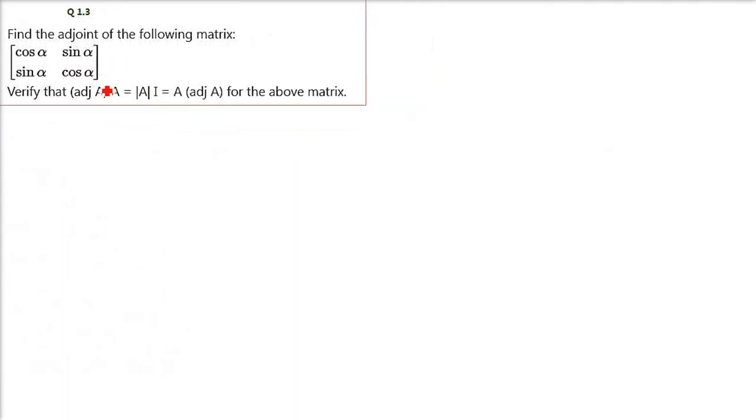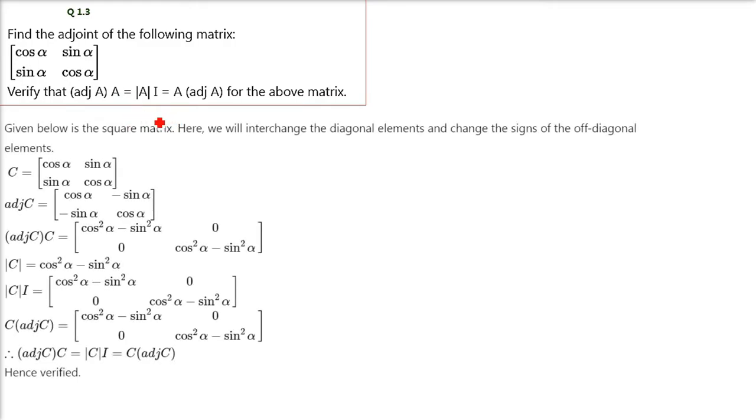Same thing here, but since we have sine and cos, I'll try to do one of them. Let us find out what adjoint A is.